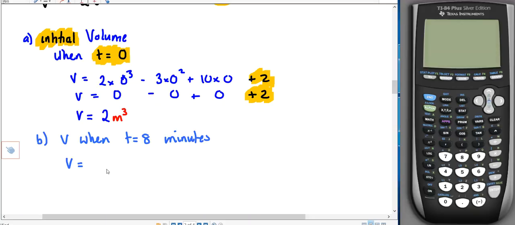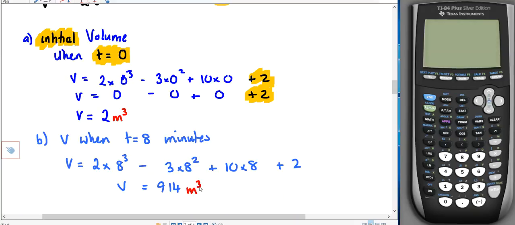So do you know how to do 2 times 8 cubed minus 3 times 8 squared plus 10 times 8 plus 2? And that ends up as, because it's in the book, so I'm not doing it in my head, 914, but again we need to say meters cubed.